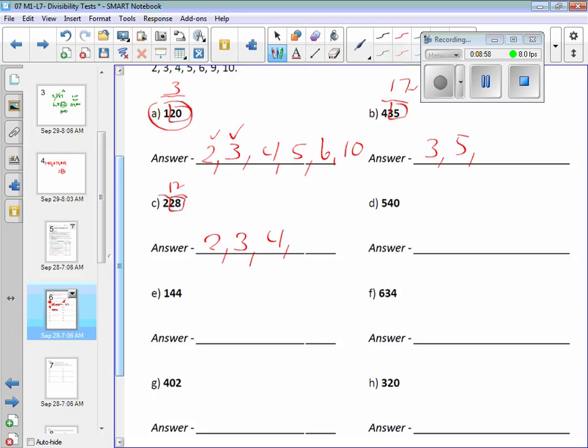What about 5? No for 5, don't list it. What about 6? Yes. 2 and 3 are attached, good for 6. What about 9? No. What about 10? Done. One more, I promise. I want to make sure you get it.